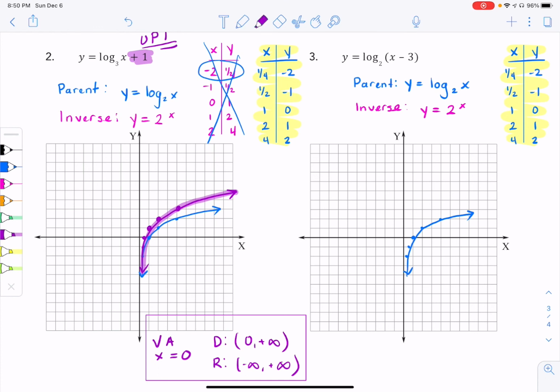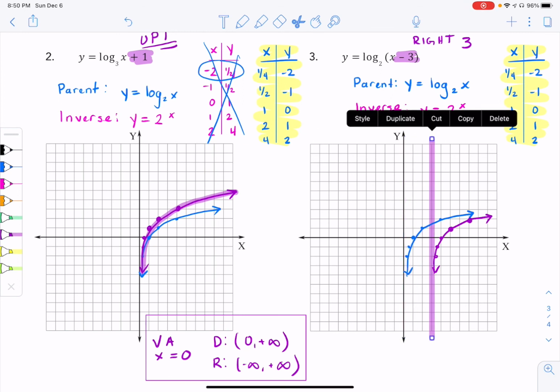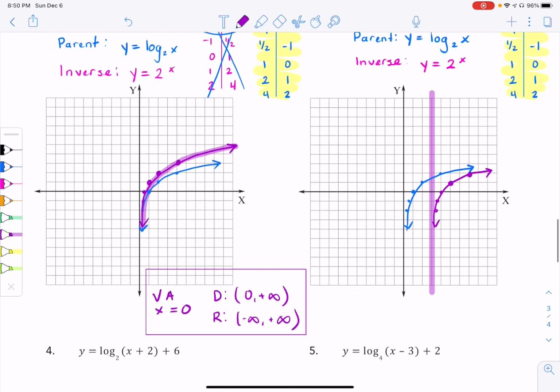All right, and this is indicating to shift the graph to the right 3 units. So I take every point on my graph and I shift it right 3. Originally, our vertical asymptote was at x equals 0, but because we're shifting right 3 units, we also shift this right 3 units. So now our new vertical asymptote is at x equals 3.